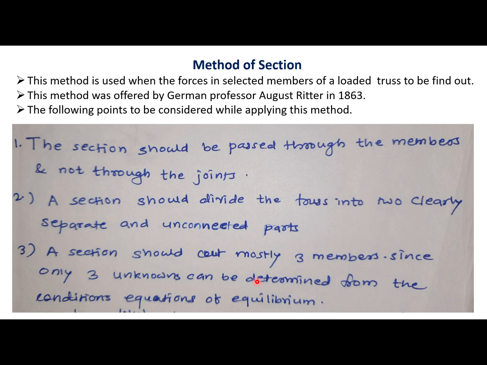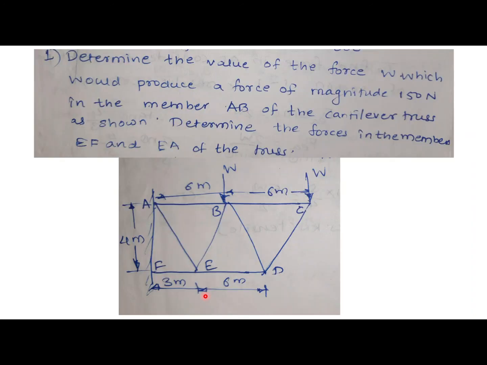So by keeping all that knowledge in our mind, we have to do the section in a meaningful way to find out the particular member force. So let us see an example related to the same. Determine the value of the force W, which would produce a force of magnitude 150 Newton in the member AB of the cantilever truss as shown in the figure. Determine the forces in the members EF and EA of the truss.